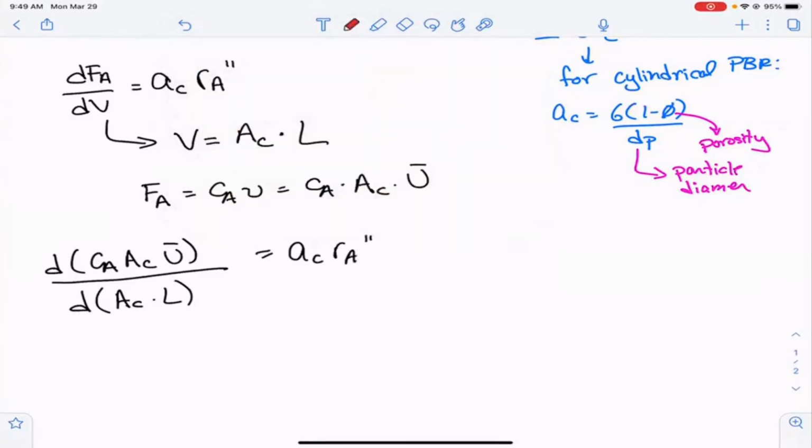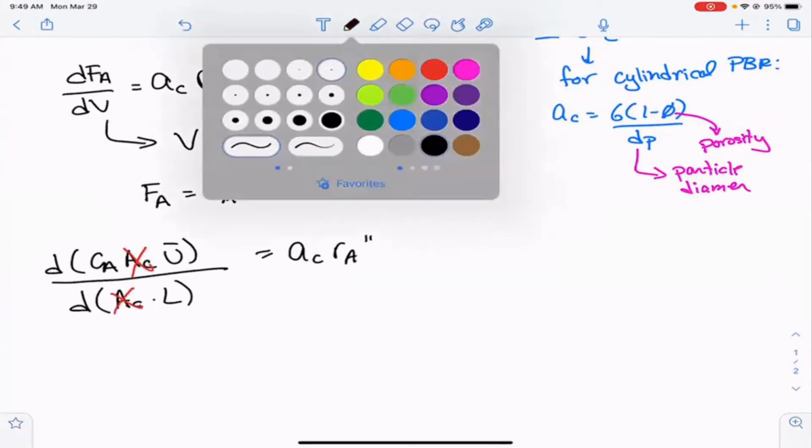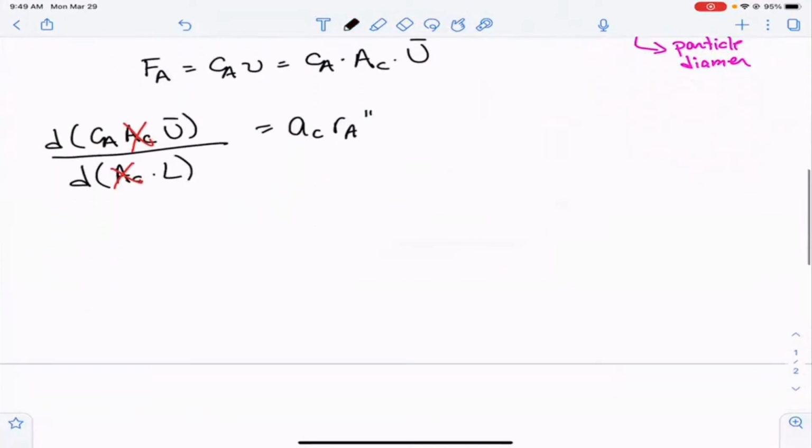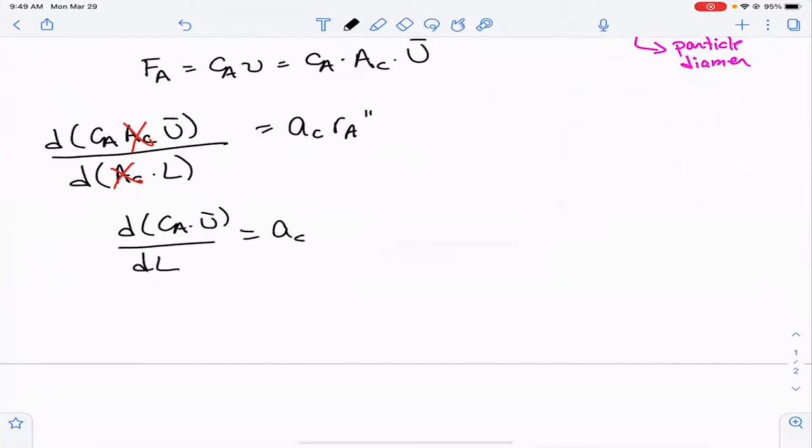And if we have a cylinder, like most reactors are, well, cylinders have a constant cross-sectional area. So that's not going to change over the length of the reactor. So we actually can cancel those two out. And we end up getting an expression that now has the differential of CA times the velocity, dL, is equal to AC times RA double prime.